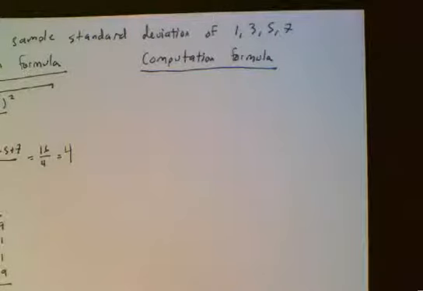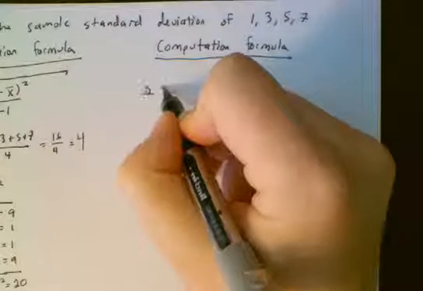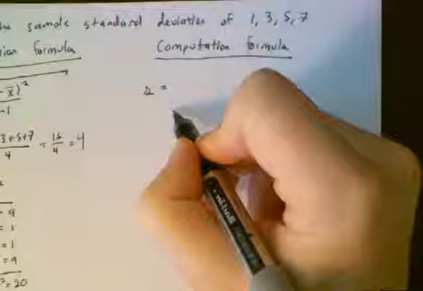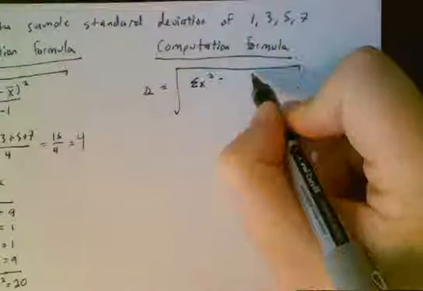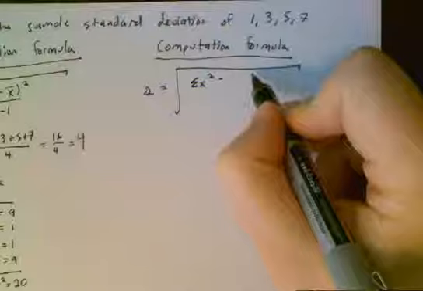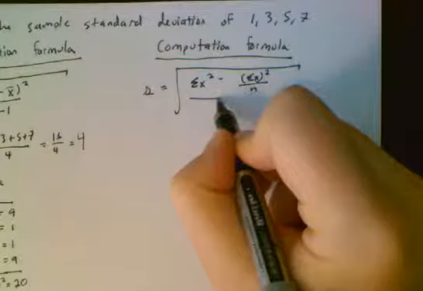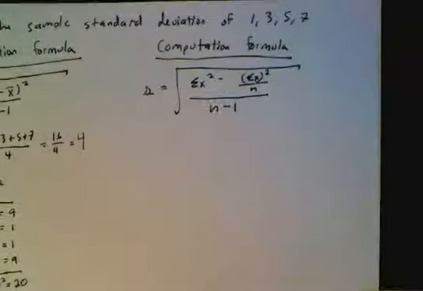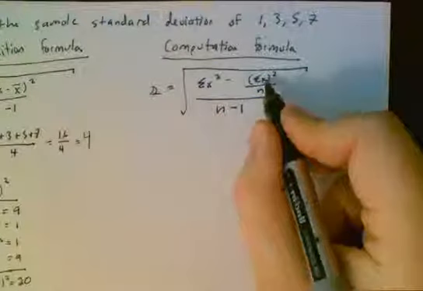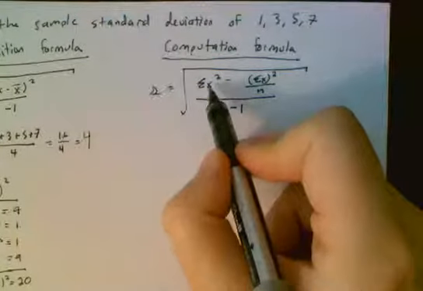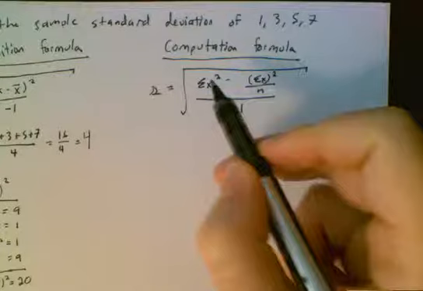So over here, we're going to be using the formula S equals square root sum of x squared minus sum of x quantity squared over n, all over n minus 1. So we need sum of x squared and we need sum of x. Notice this is we add up the x's first and square them. This is we square each x and then add them up.